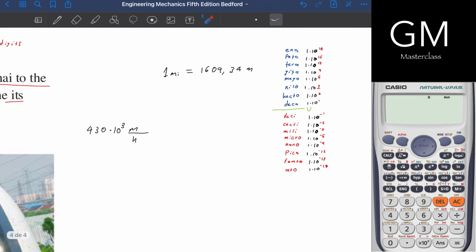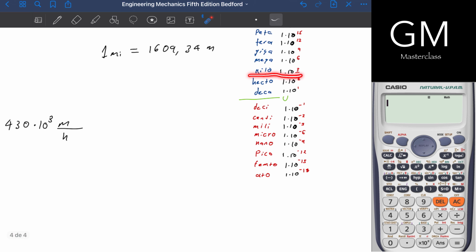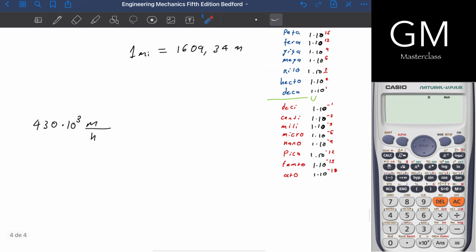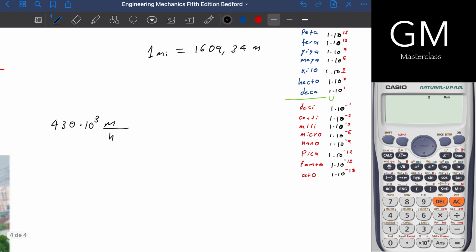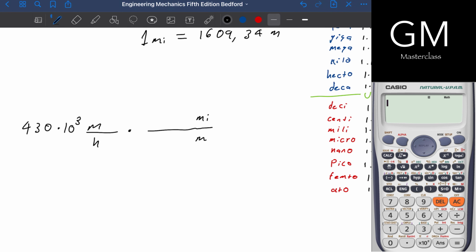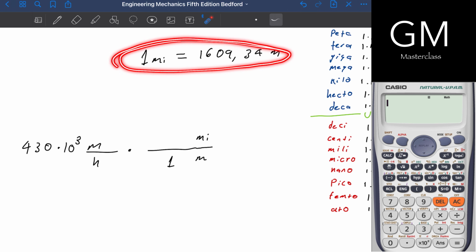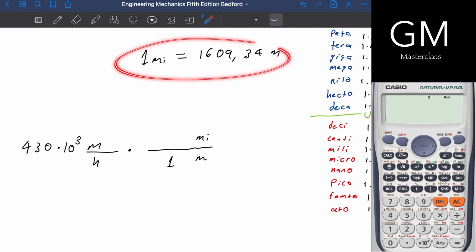This is why I've put this number here: when we are talking kilometers, we are talking about 1 multiplied by 10 to the third power. Then I'm going to eliminate those meters and transform them into miles. I just have to write the equivalence between these two, and I'll be helped by this relation.